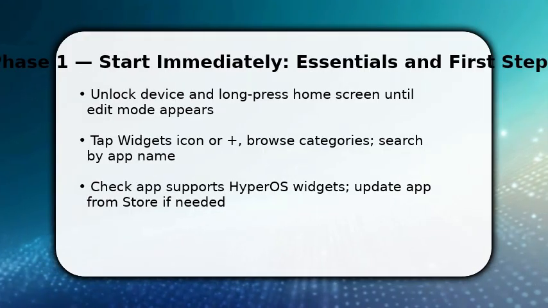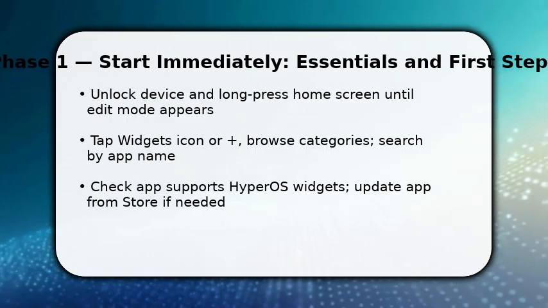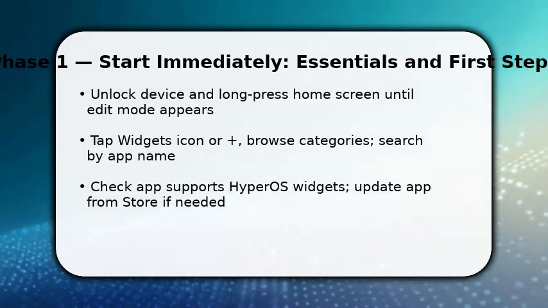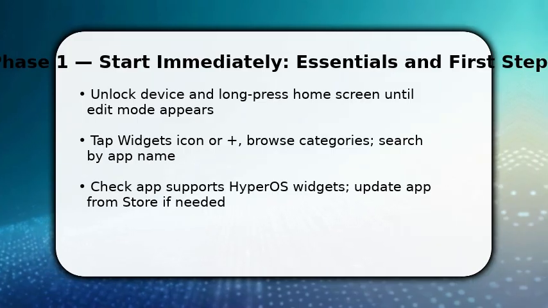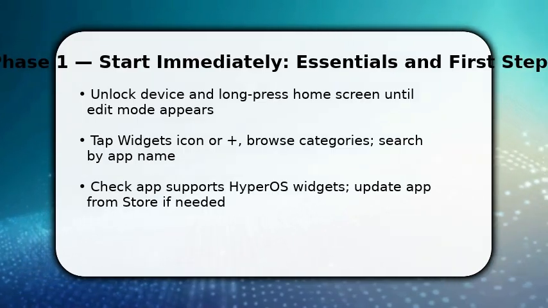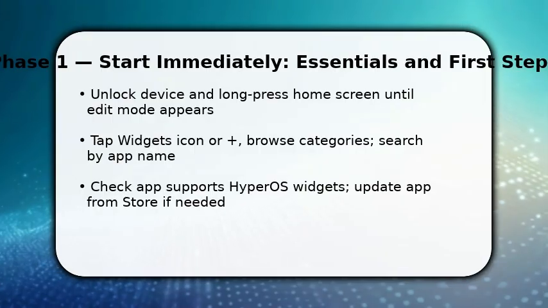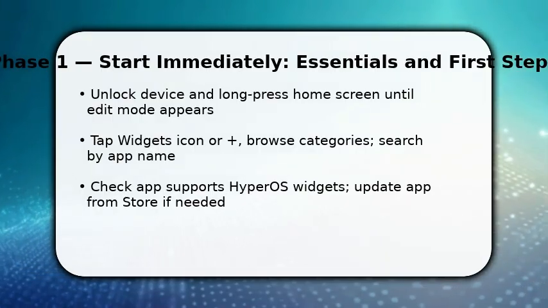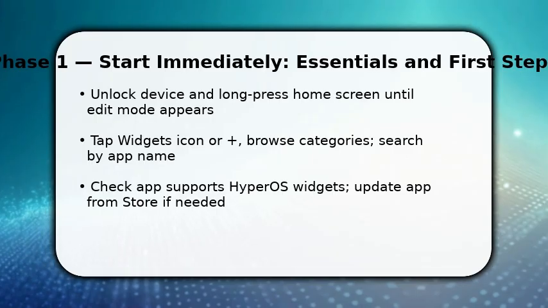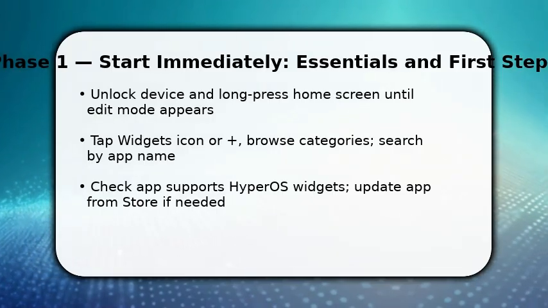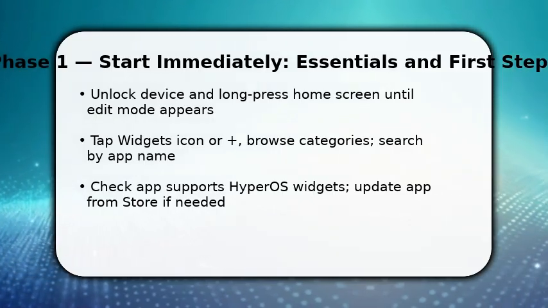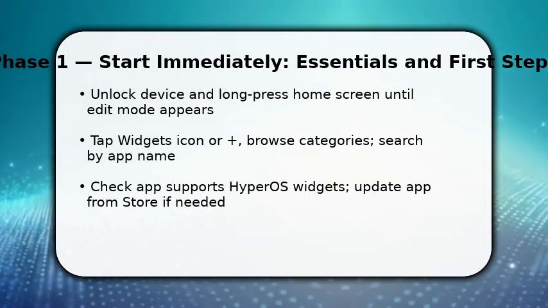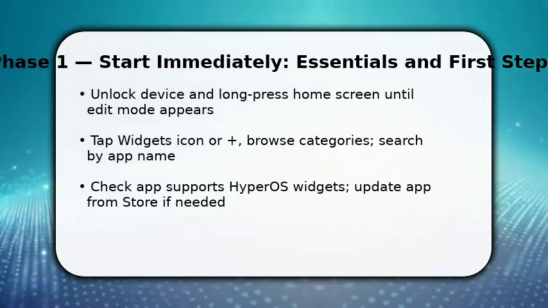You start by unlocking your phone and entering home screen edit mode. This is the action that kicks everything off. Once done, press Widgets or the plus icon to open the widget browser and scroll or search by app name to find what you need. Make sure the app supports HyperOS widgets. If it doesn't show, update the app or HyperOS. You'll learn placement next, so pick a widget size now and hold it to drag.